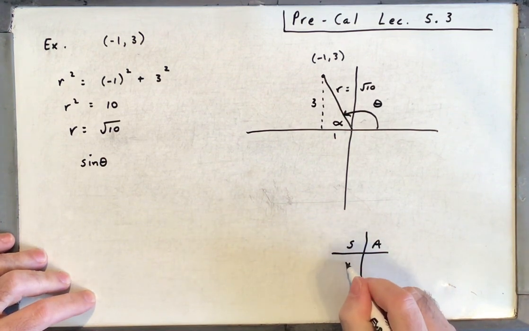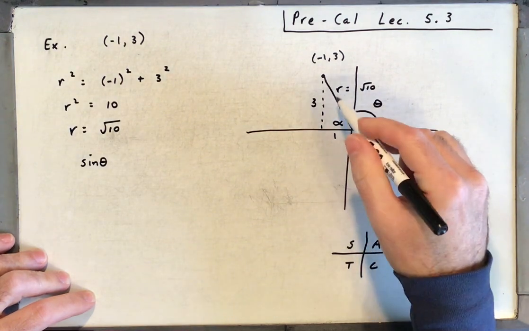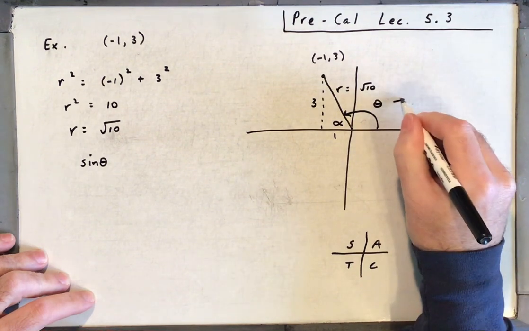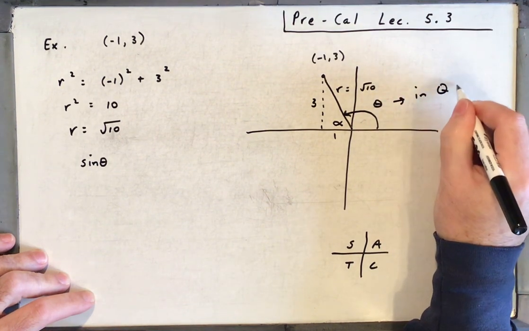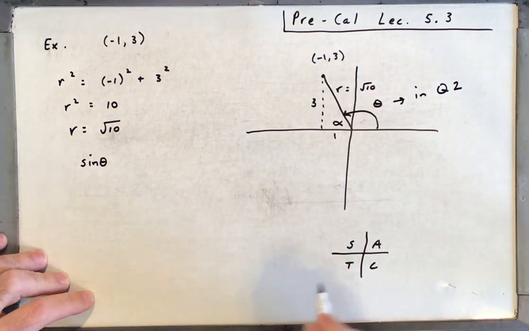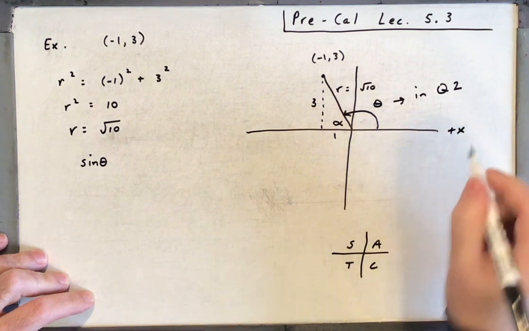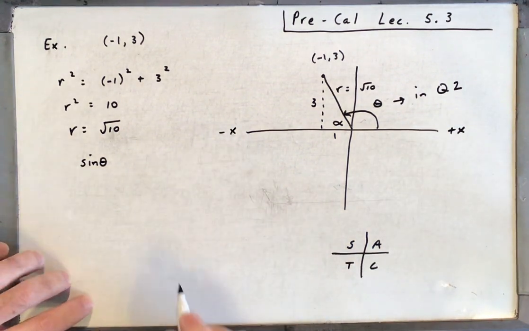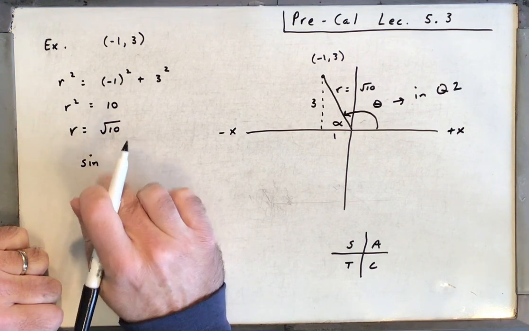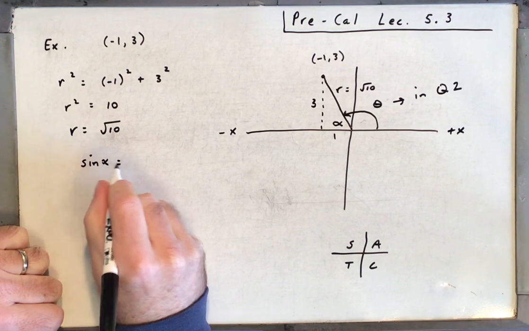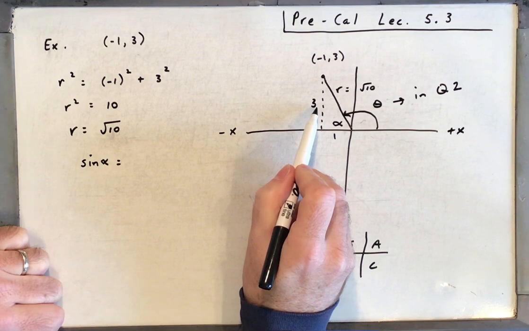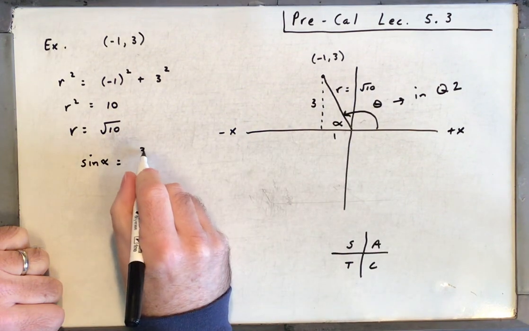ASTC to determine the sine, because we know that our angle theta is in quadrant 2. Right? That angle terminates here in the second quadrant, and we're measuring from the positive x-axis. So sine theta, first of all, let's find sine alpha. Well, that's going to be opposite 3 over the square root of 10.